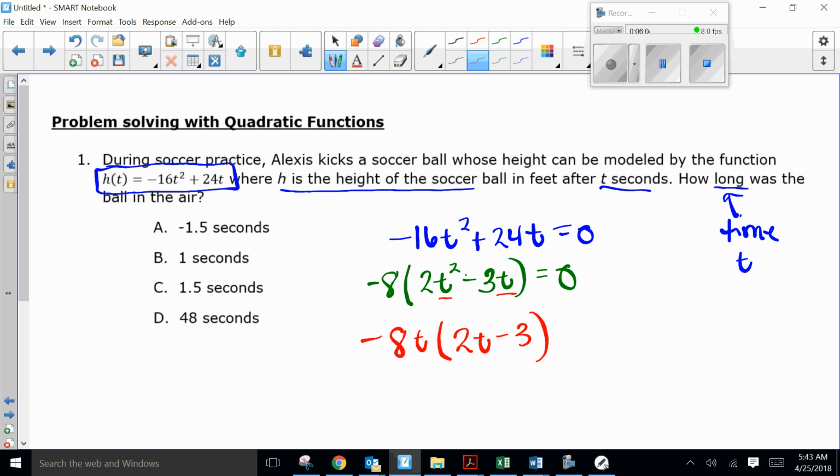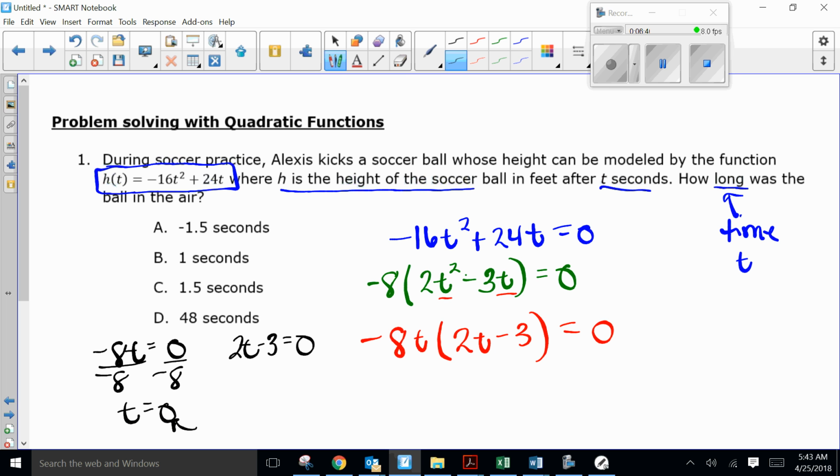And now I'm actually almost done with solving. So I'm going to set both of these factors equal to 0. So negative 8t equals 0, and 2t minus 3 equals 0. And solving for t in both. So divide by negative 8. I get t equals 0. So this is my first x-intercept, and if you imagine them kicking the ball at the very beginning, at 0 seconds, my ball will begin on the ground.